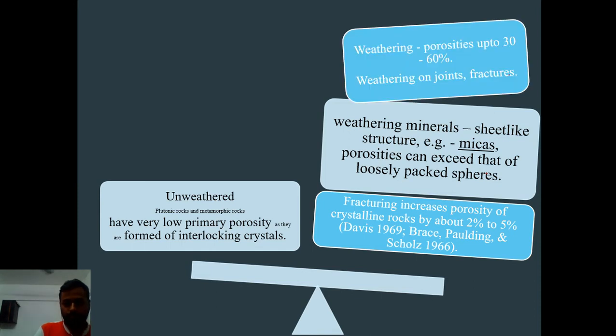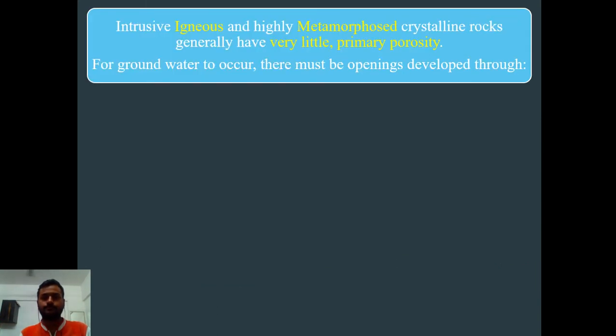This is from a research paper. Then this we talked about: we have weathering on joints and fractures. So earlier planes of igneous rock will be the first place where the weathering will start, as it has more surface area to provide favorable conditions for weathering.